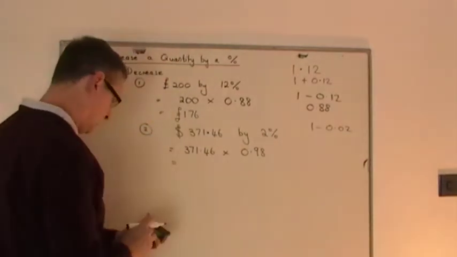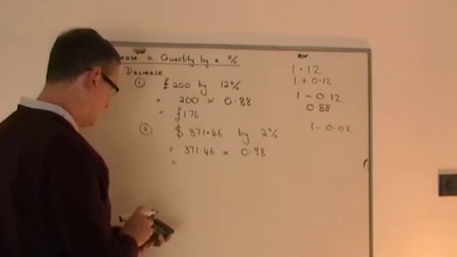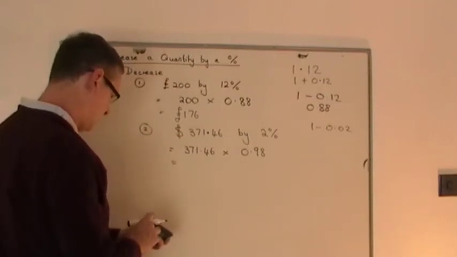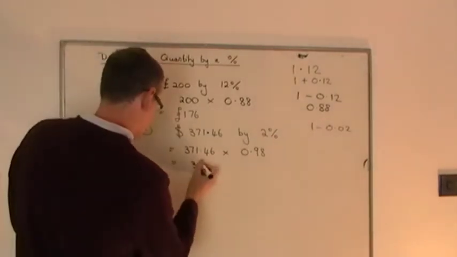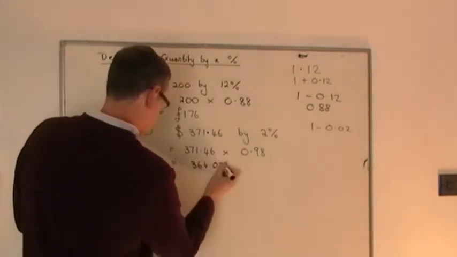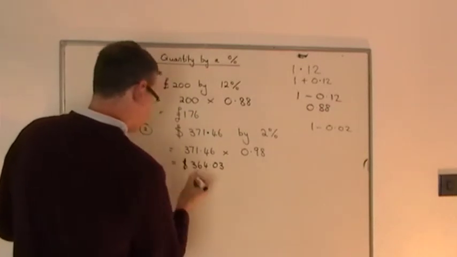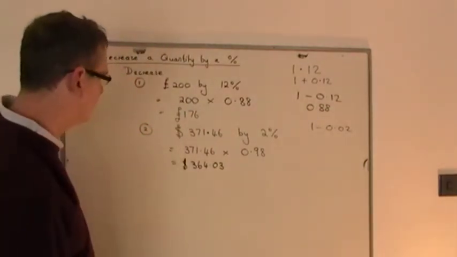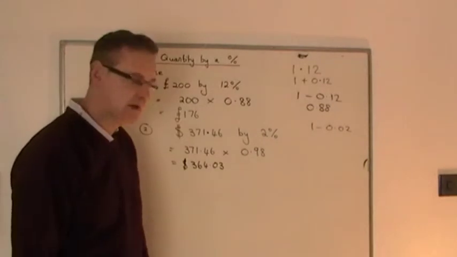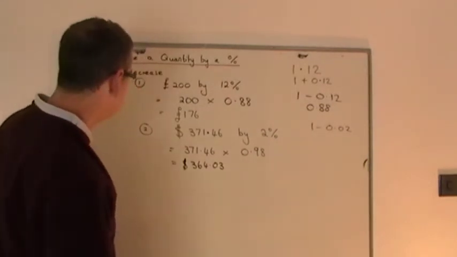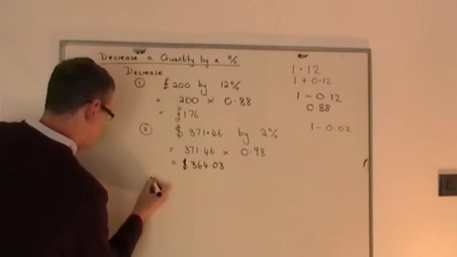So you reach for your calculator, 371.46 times 0.98, and you get an answer of 364.03. So $364.03. There you go. And it's as simple as that. Number 3, let's try this one.